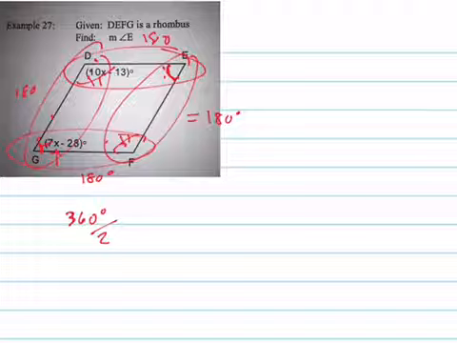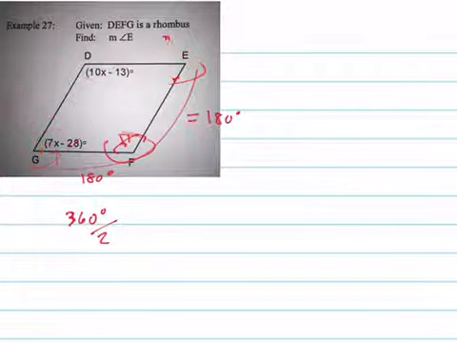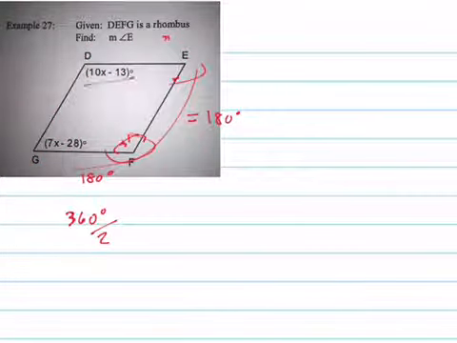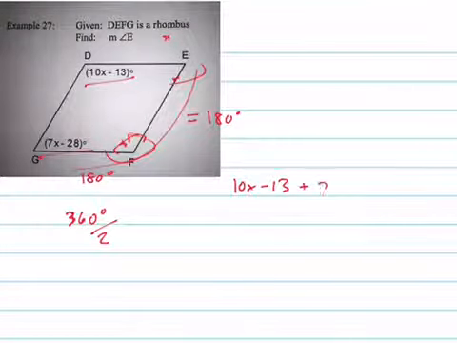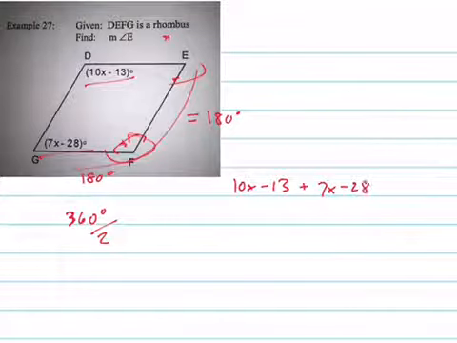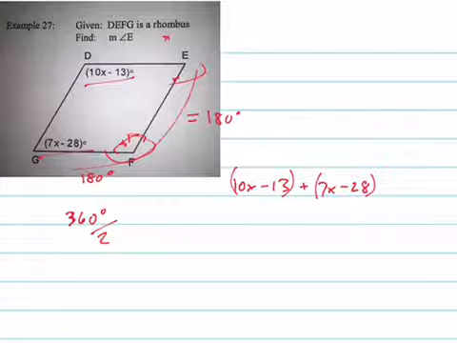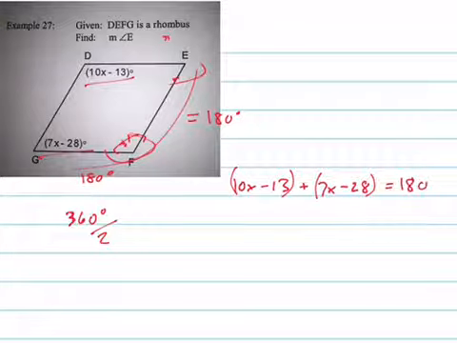So since that's true, we can just say right away that this plus this equals 180. So (10x - 13) + (7x - 28), and I like to use parentheses just because it's a good habit to get into, equals 180. Now, do I need those parentheses really? In this instance, no, because they're being added. But if it was being subtracted, then those parentheses are important, or multiplied, right?